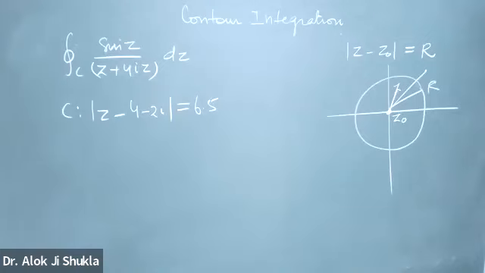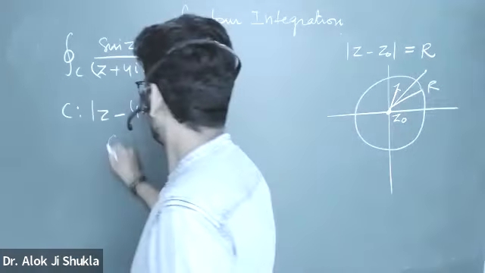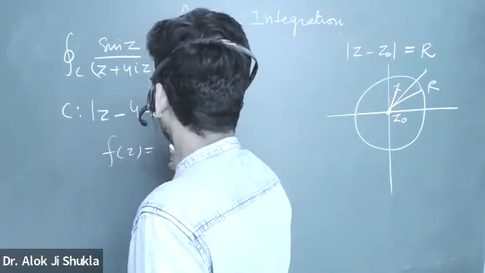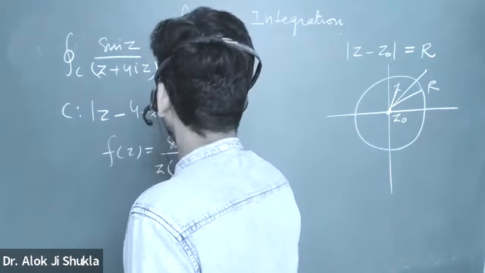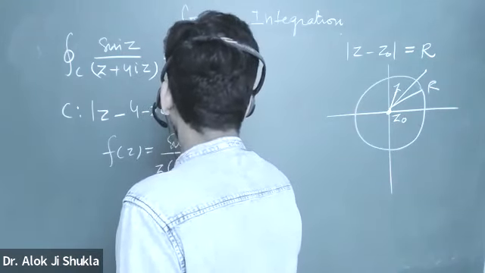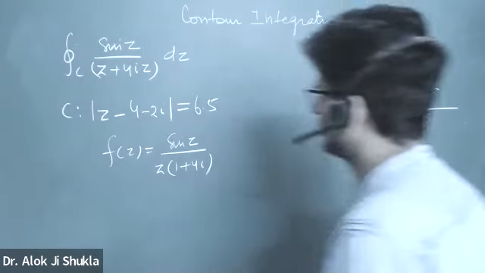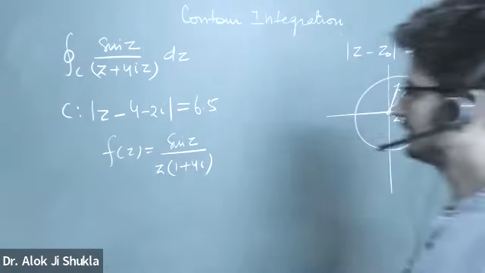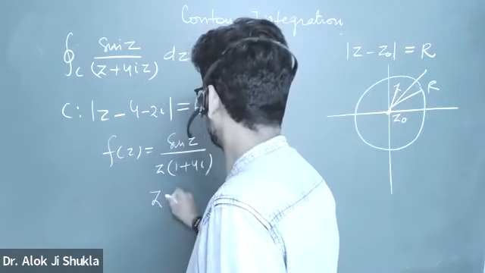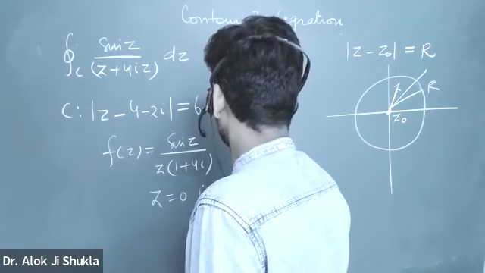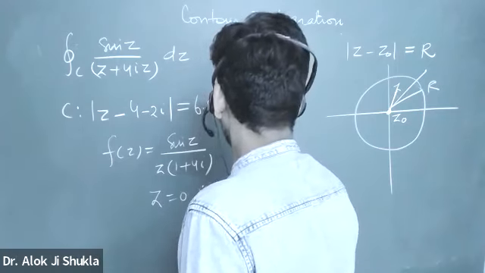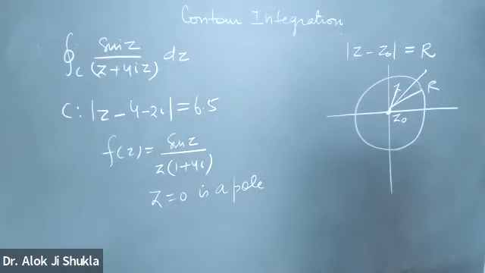Yes? Yes, sir. So first of all, calculate the pole. That is, f of z is equal to sin z upon z into (1 plus 4 iota). This is your function. So that means z is equal to 0 is a pole. Okay? Yes, sir.